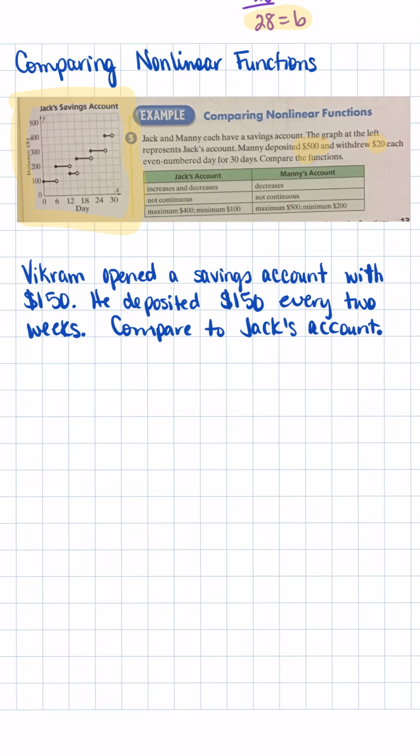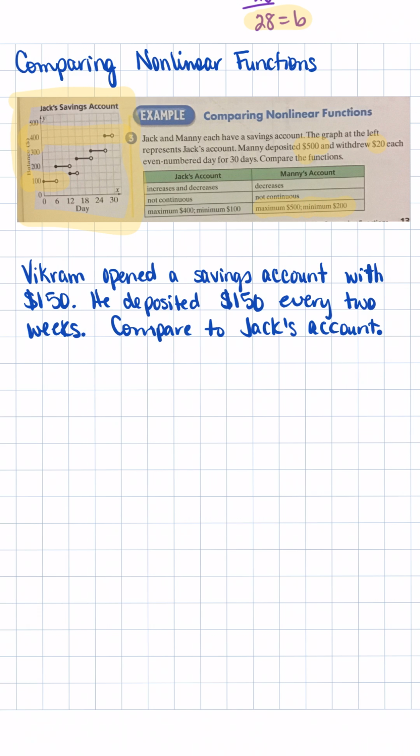Jack's account is not continuous. Manny's account, also not continuous. Jack's account, the maximum, so you can see right here, is 400. Minimum, the lowest, is 100. The maximum of Manny's, and it told us in this wording above, was 500, and the minimum is 200.